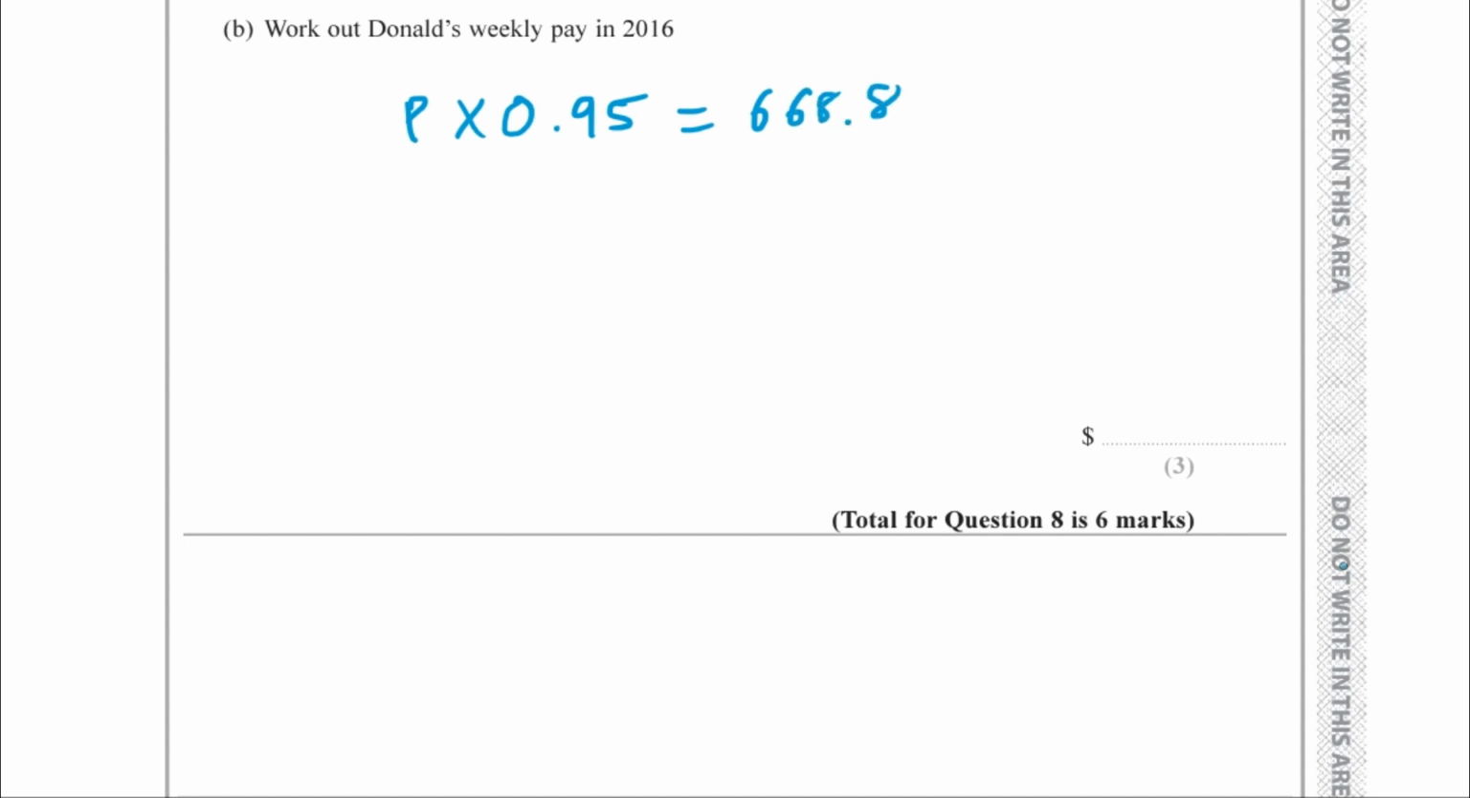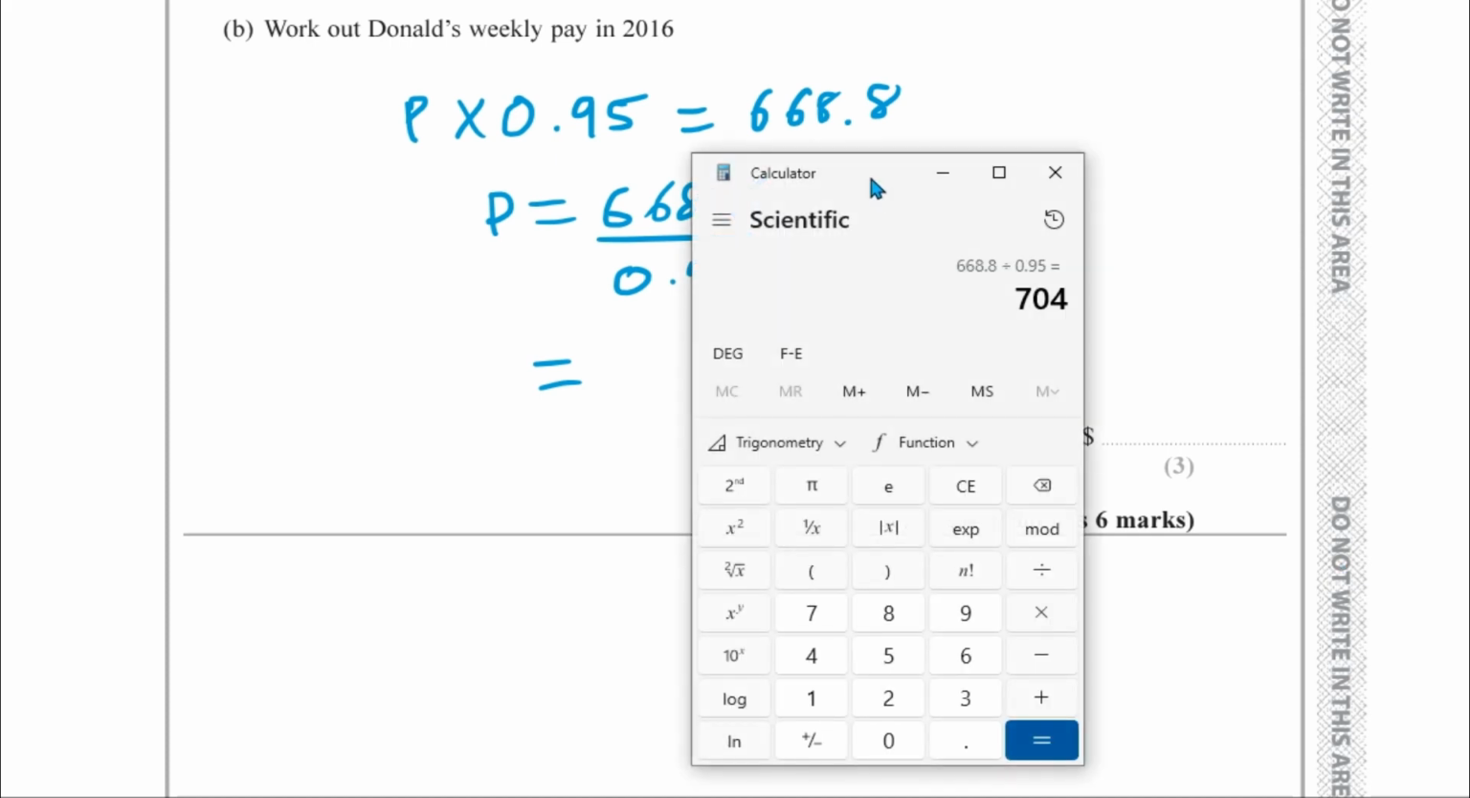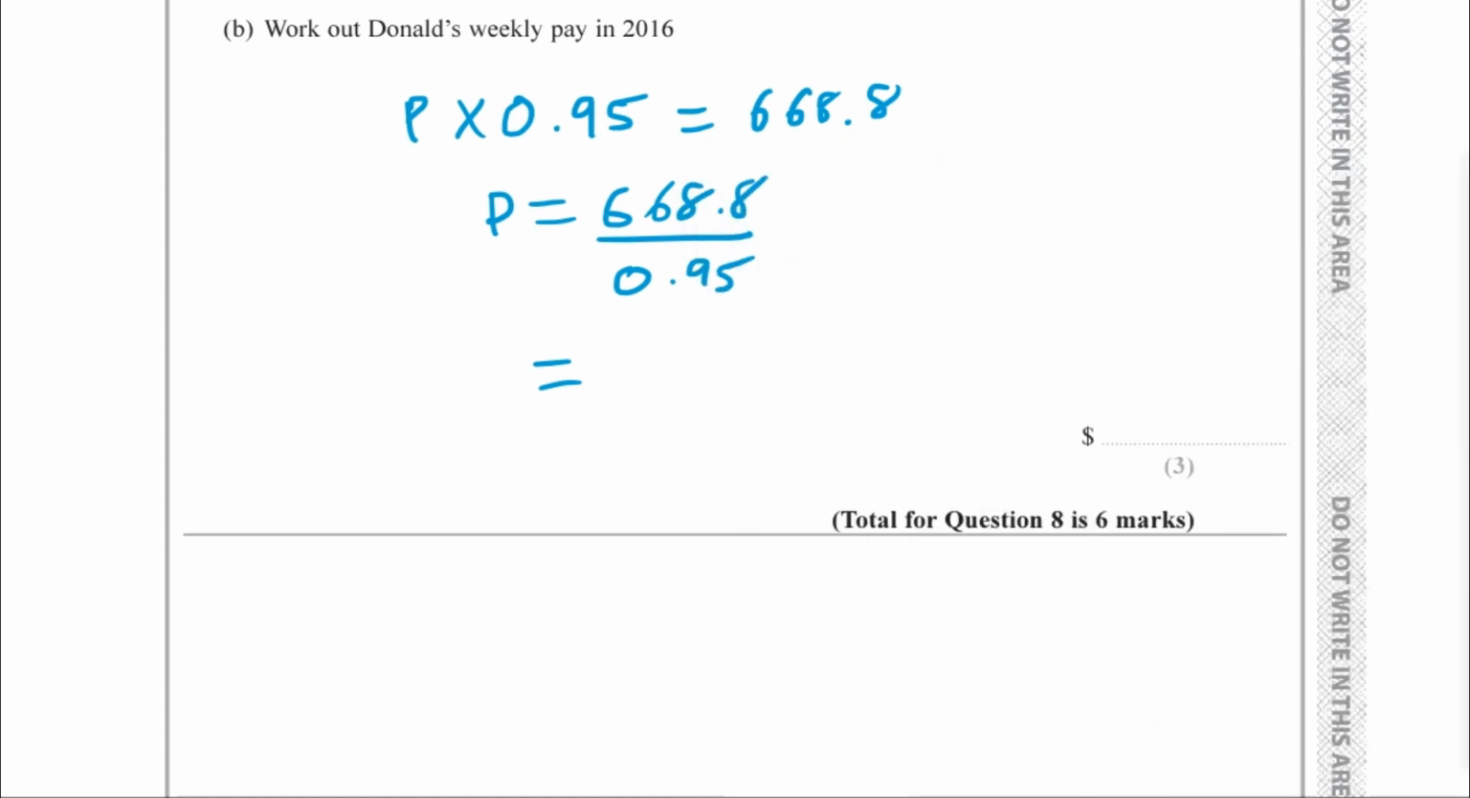And so what we can do here is move the 0.95 to the right, so times becomes divide. P equals 668.8 divided by 0.95. And using our calculator again, as we can see here, this is 704. And so we can go ahead and write $704 here, which makes sense. It's a larger amount of money that he's getting paid in 2016 than in 2015.